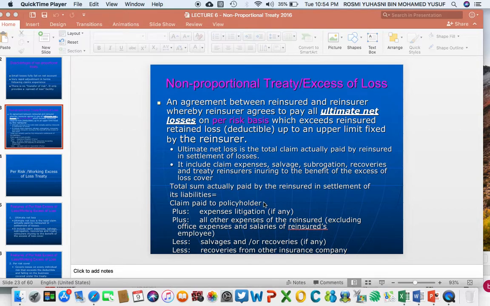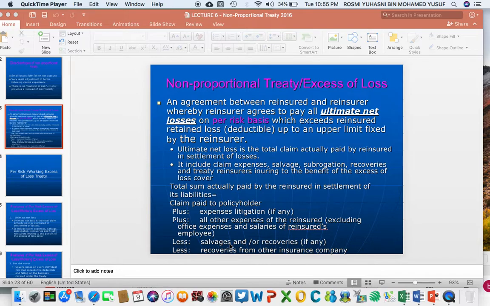the car is 20,000, so it is already 35,000 ringgit, but they have to deduct any amount of salvages, if there is any, and other recoveries from other insurance companies. So ultimate net loss is the final amount of claim shared between the insurer and the reinsurer in the settlement of claim. So we have to include so many other costs in the final claim, such as litigation costs, assessor's fee, adjuster fee, and so on, and have to reduce the final claim with salvages.